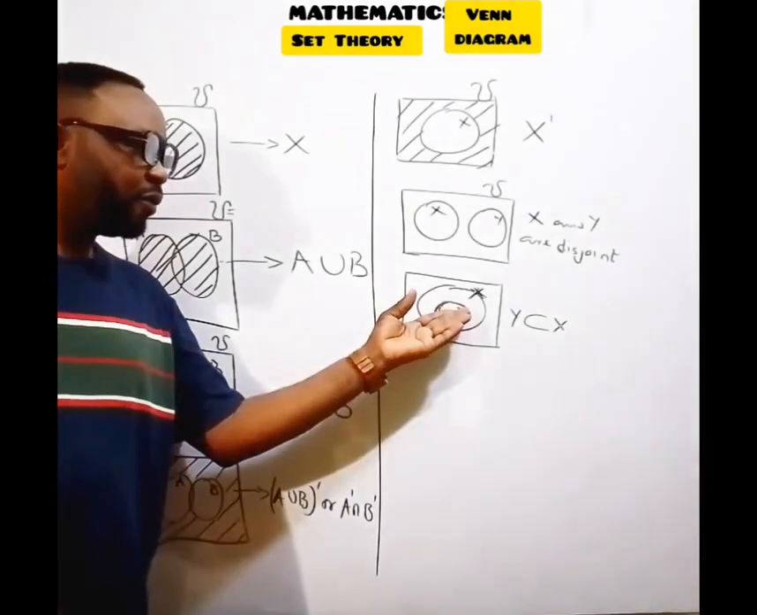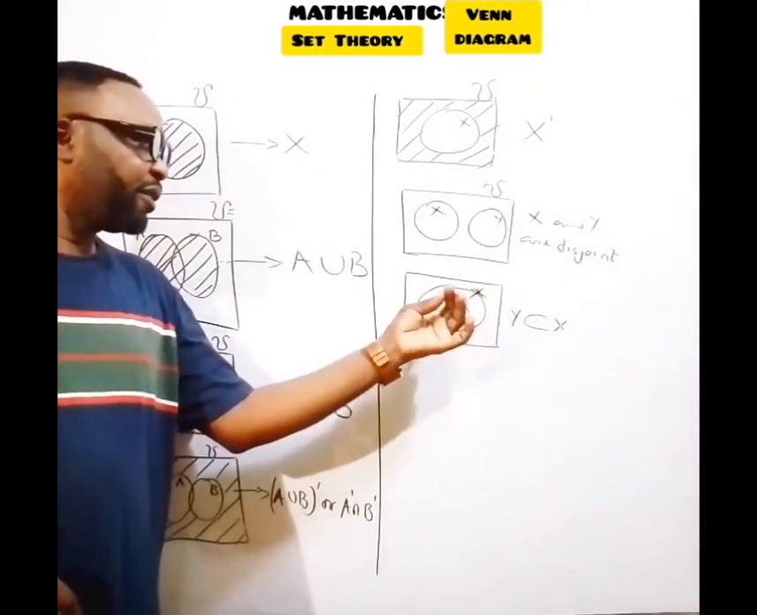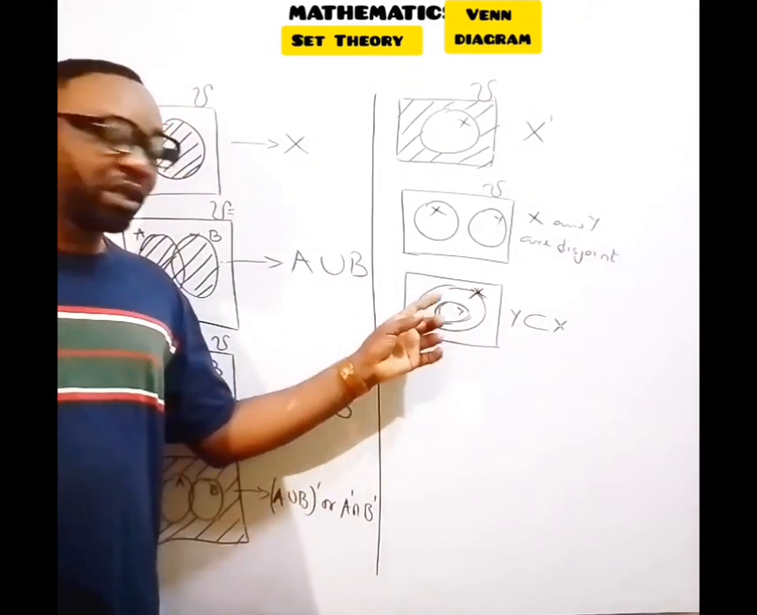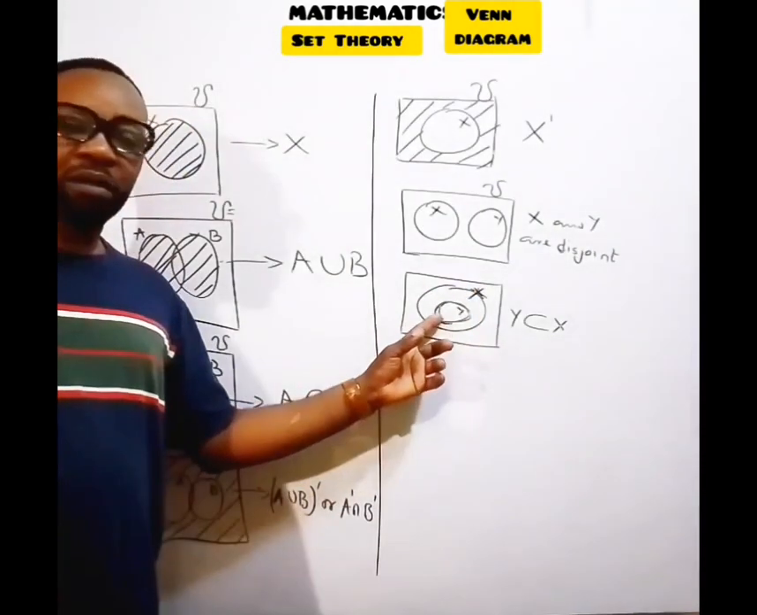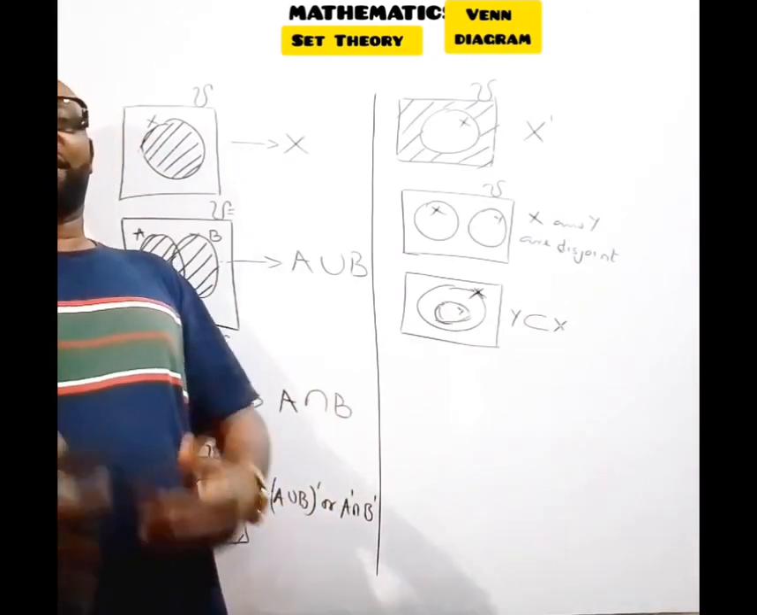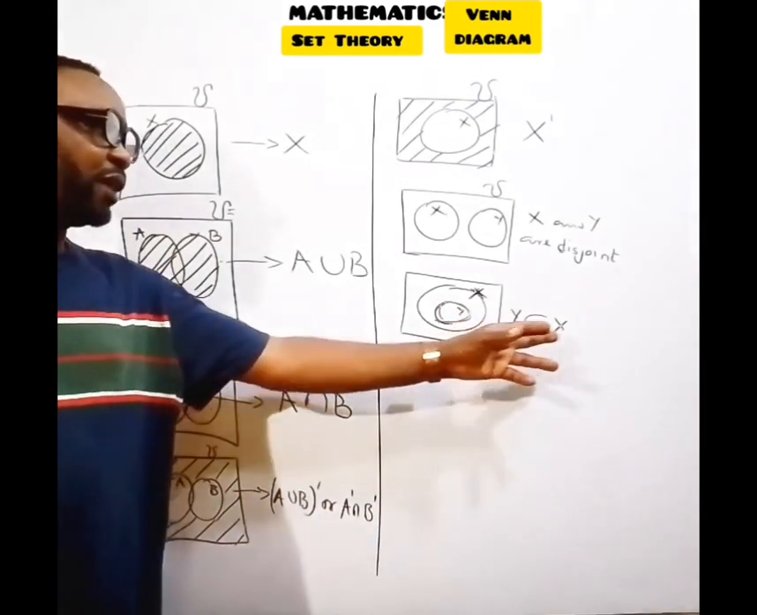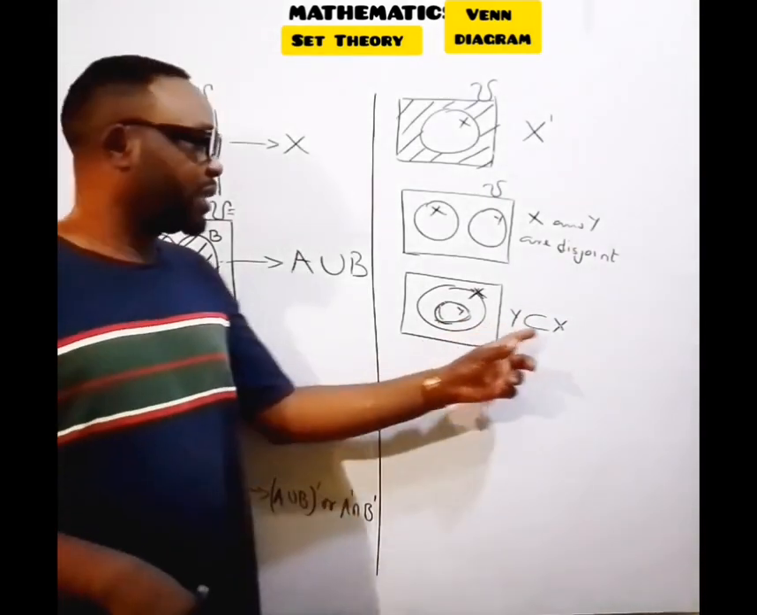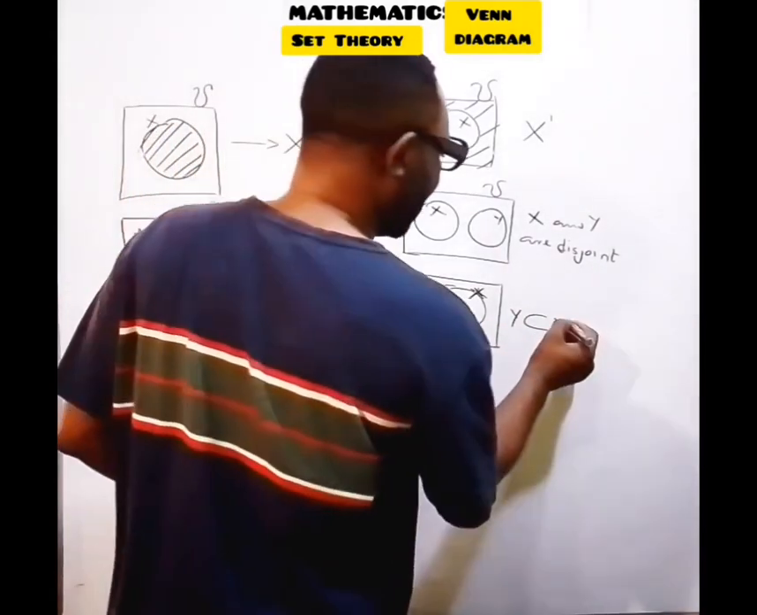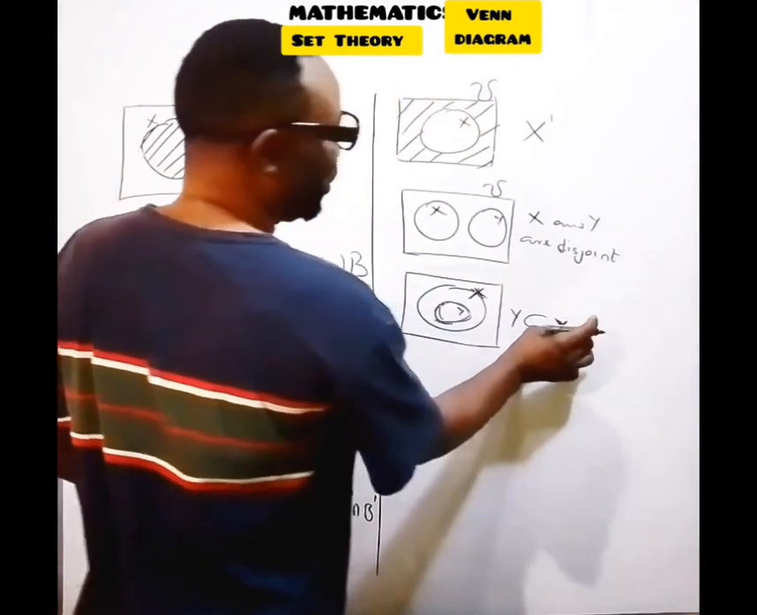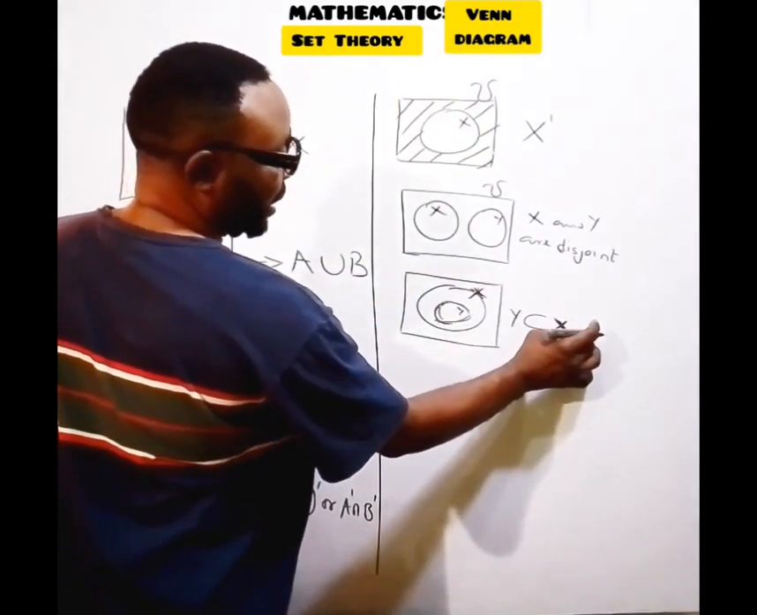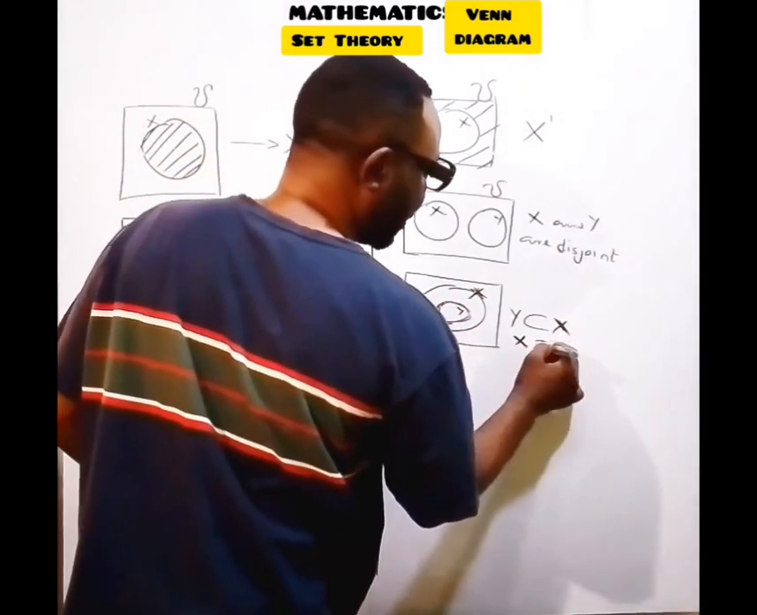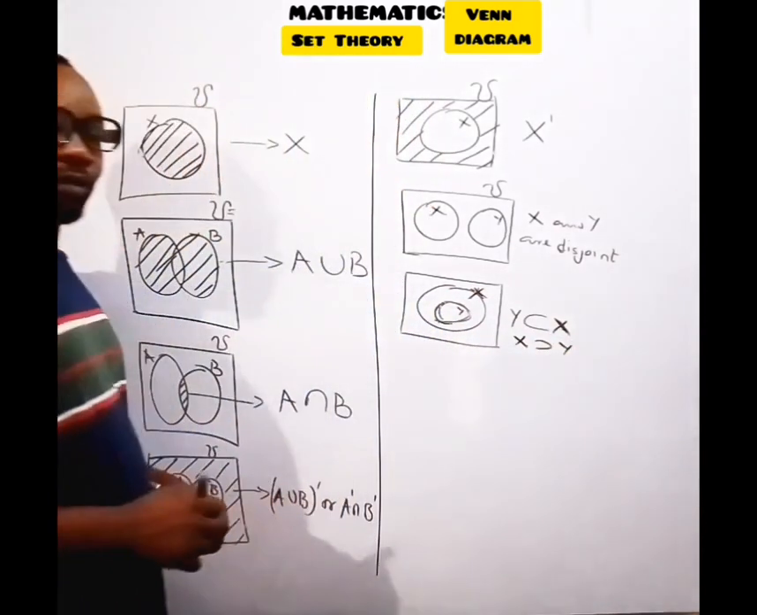You can see that all elements in Y can be found in X. In other words, there are some elements in X that Y will not have. So Y is a subset of X. What is X going to be? A superset of Y. If you look at the diagram, from this X here, this is a superset. That is, X is a superset of Y.